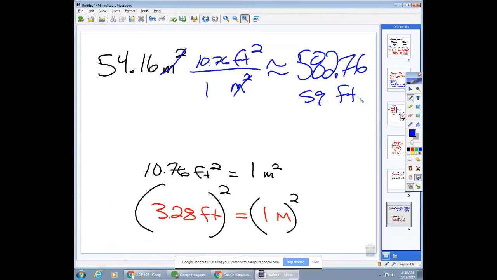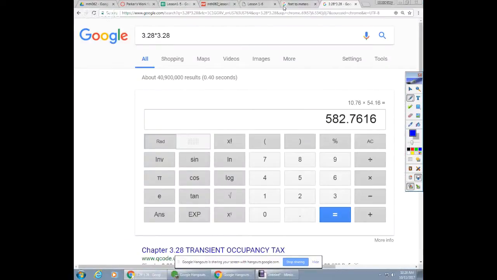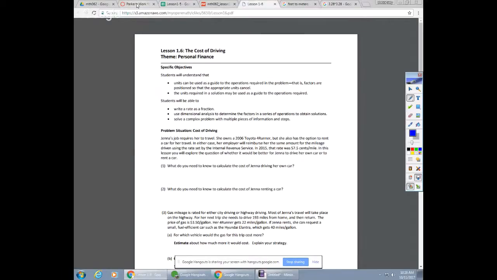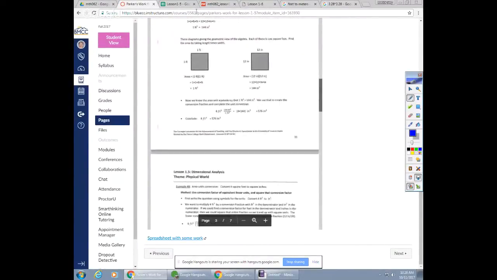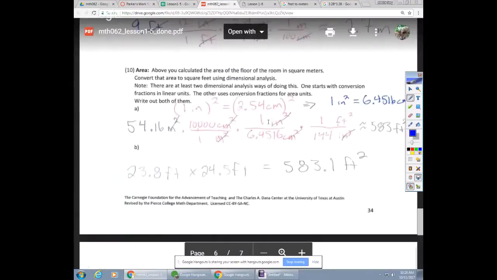When I did it earlier, since I used a different set of conversion factors, I got a slightly different answer. What did I get? I got, oh, where'd it go? Oh, I popped it into a new window, didn't I? There it is. I called it 583. Okay.